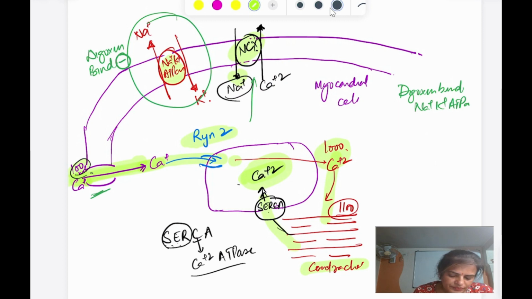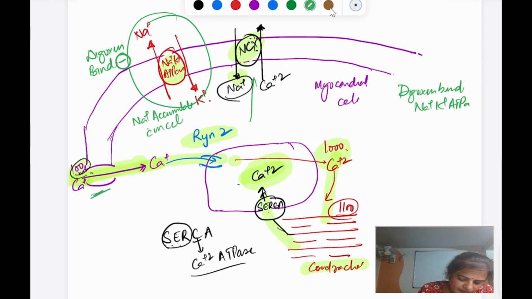Okay? Now, once digoxin binds with sodium potassium ATPase, what will happen? The sodium will not move out. Sodium will not move out. Now sodium will accumulate within the cell. This is number 2.